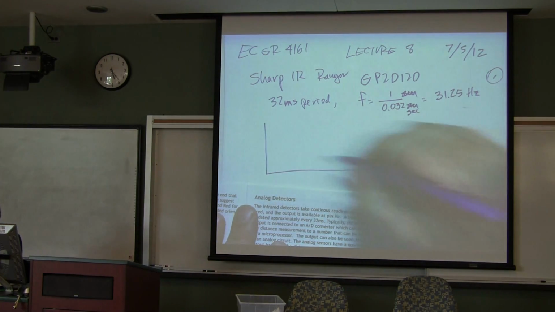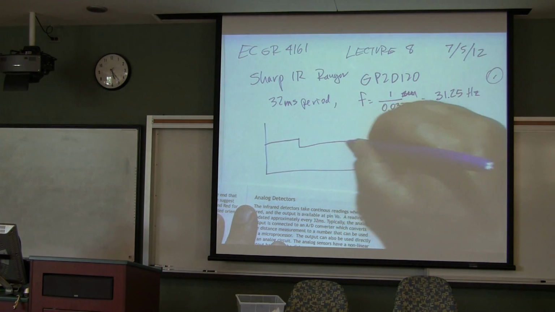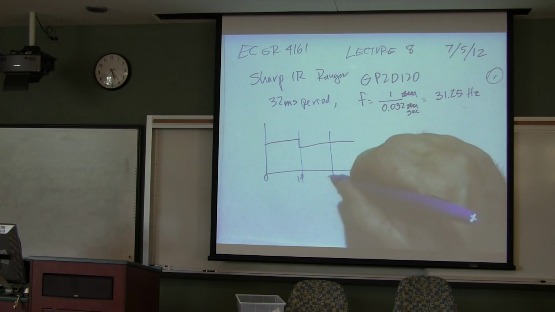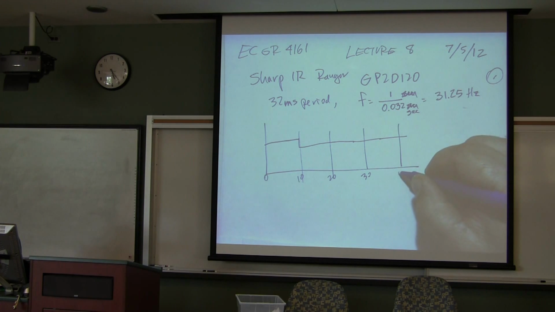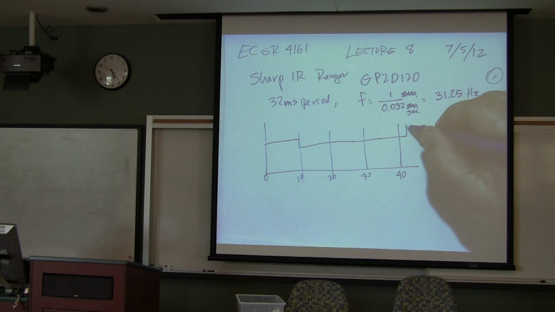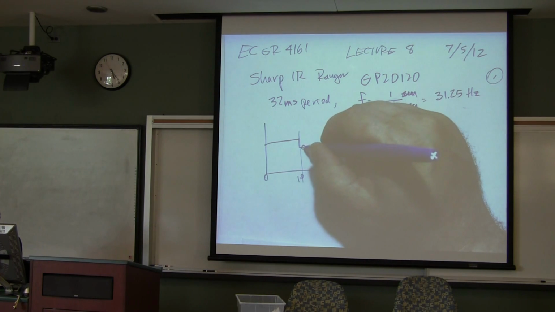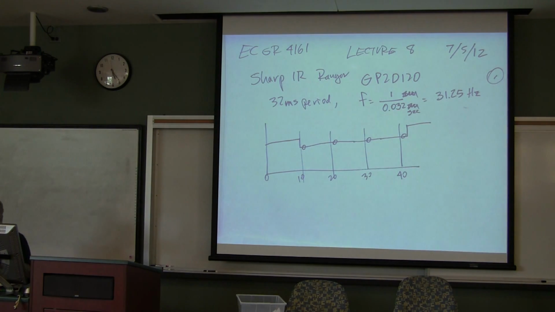Well, if your measurement is like this, and then it changes, let's see, that's 0, 10, 20, 30, 40, and then 2 milliseconds later it goes up. Well, it just so happens if you read it at this point in time, 2, 3, 4, it'll be 4 in a row. That'll be the same value.